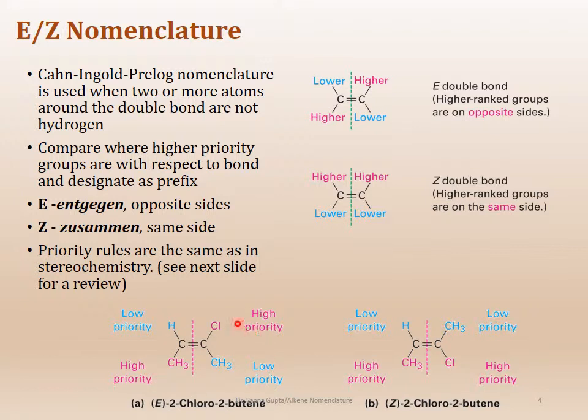So in this case where we have 2-chloro-2-butene, here you slice it into two, and then you look at the higher priority group, which in this case is the methyl group.